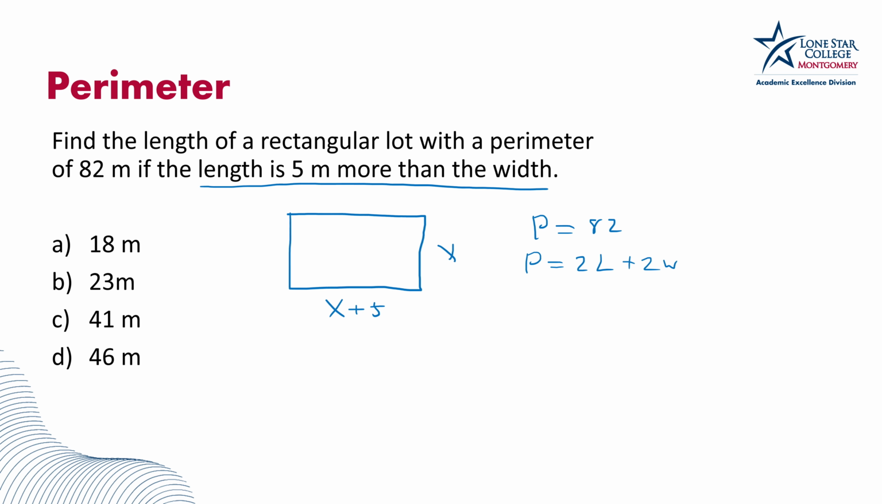So we have 2 times our length, x plus 5, plus 2 times our width, which is x, and that's equal to our given perimeter, which is 82. Then we can distribute to solve for x, distributing our 2 into the parentheses, so we get 2x plus 10, and we still have that 2x here. Combine like terms, 2x plus 2x gives us 4x.